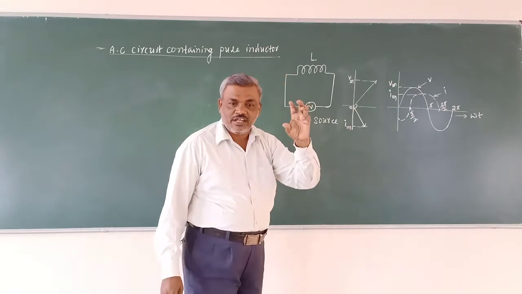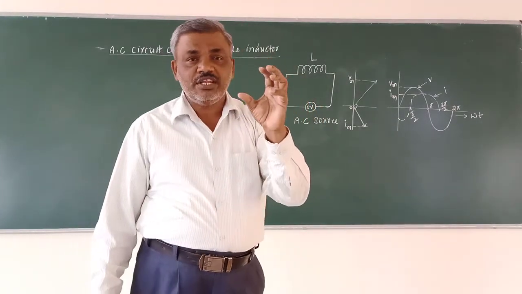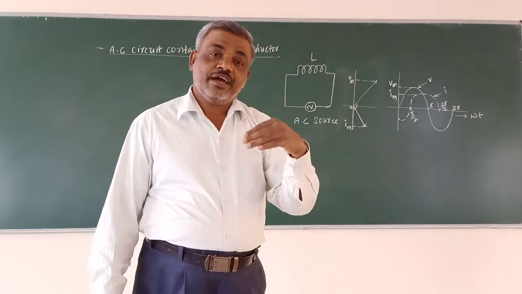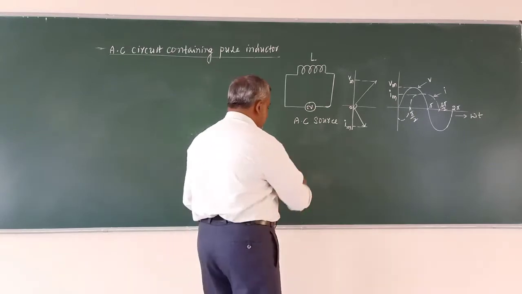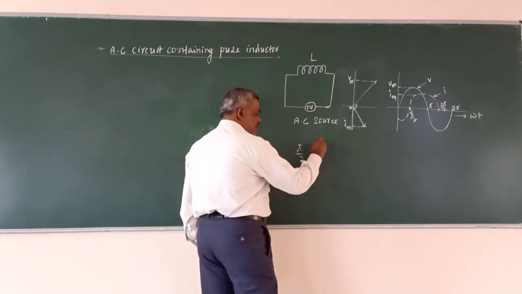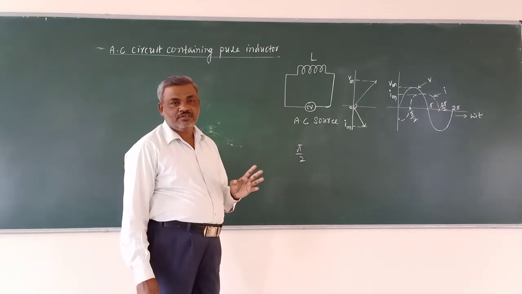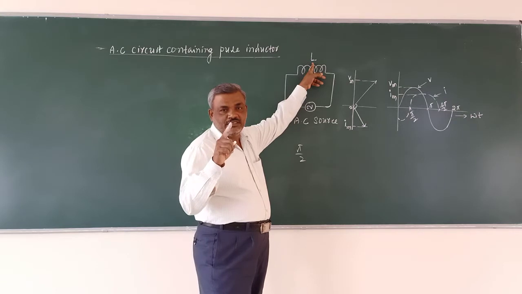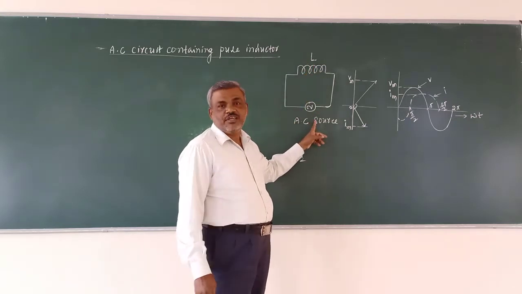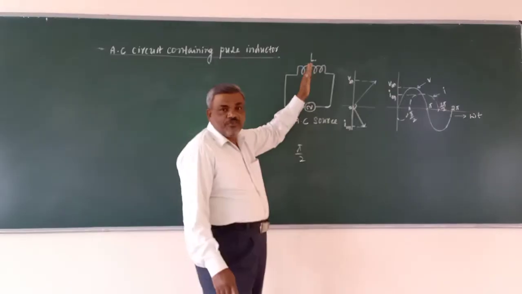So the questions are arranged in the examination. Show that voltage leads the current, or current lags the voltage, by an angle pi by 2 in an AC circuit containing a pure inductor. So now the inductor L, an inductor of inductance L, is connected in series with an AC source. Now the alternating voltage is applied to a pure inductor.